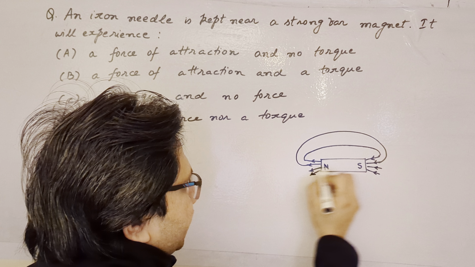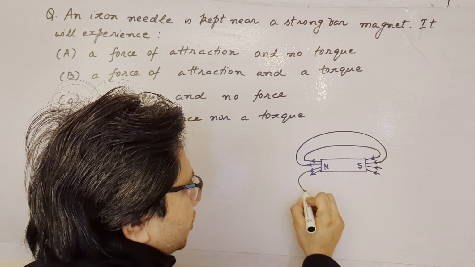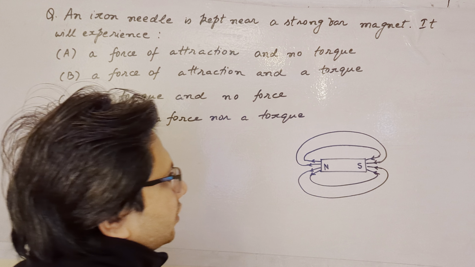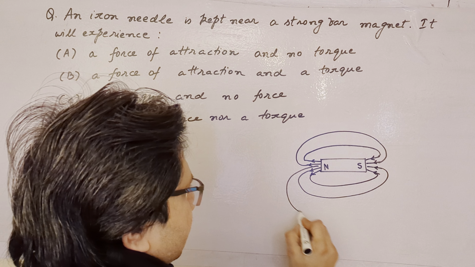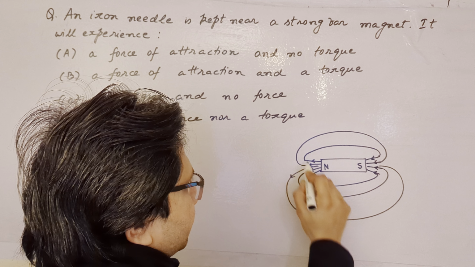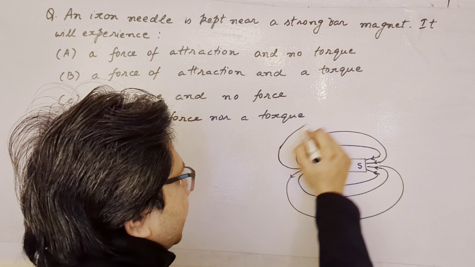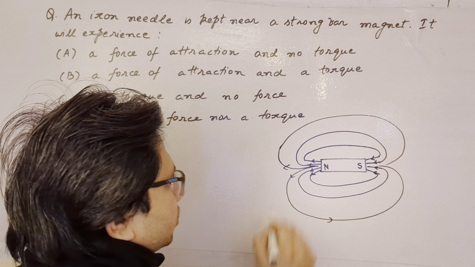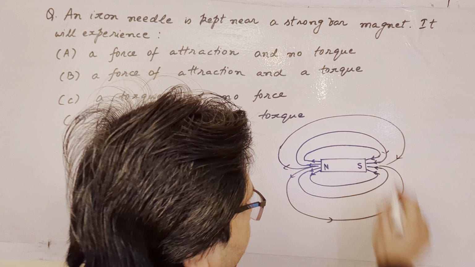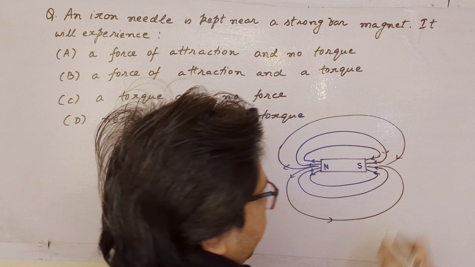So this is the situation, and when we move further apart from the poles, there is more spacing between the field lines, and more spacing means the magnetic field B goes down as we move away from the poles. So this is the situation for the bar magnet, the magnetic field lines.